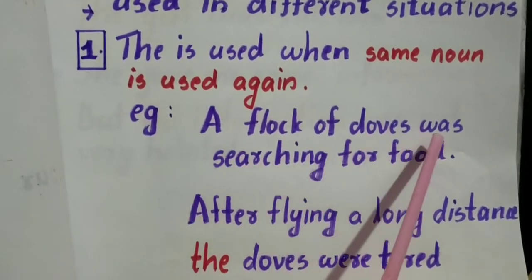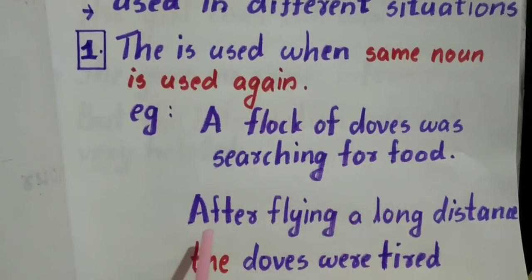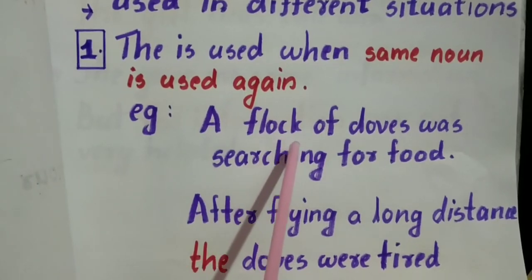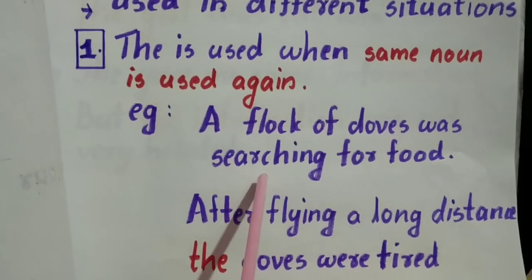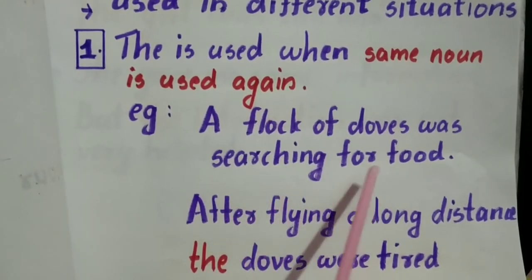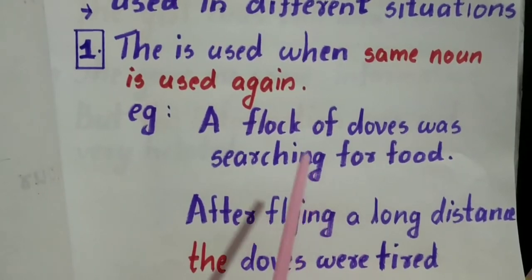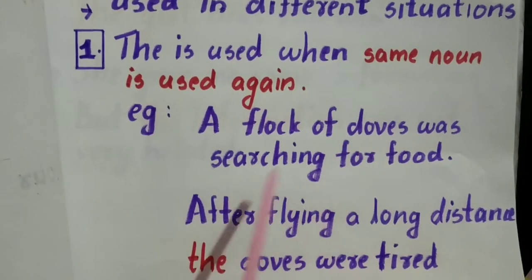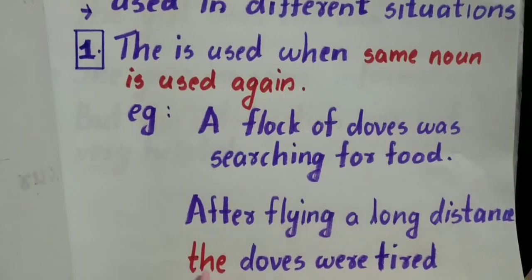A flock of doves was searching for food. After flying a long distance, the doves were tired. Means the doves who were flying in search of food got tired. The same doves who were searching for food got tired. That will be the meaning of these sentences. So when we are repeating the noun again, we will use the article the to give the meaning. We are talking about the same noun that we have mentioned before.